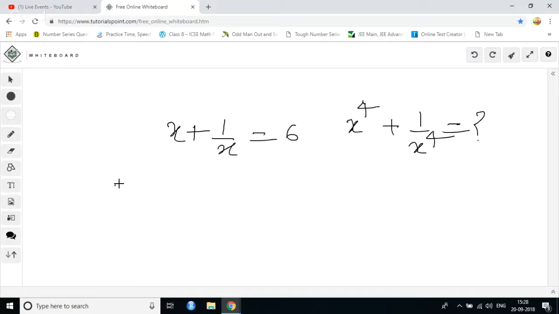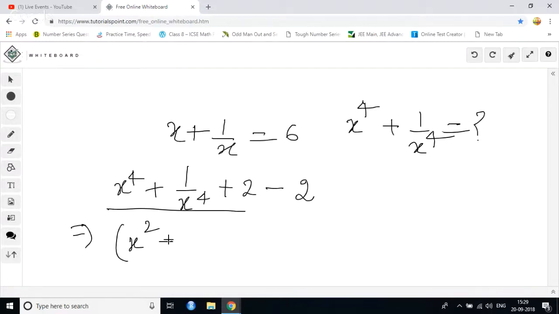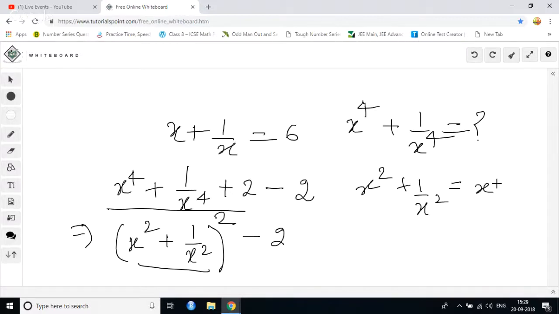How do you solve this kind of question? x to the power 4 plus 1 by x to the power 4, and if I add 2 here and subtract 2 here, what will you get? So this can be written as x square plus 1 by x square minus 2, and this would be squared. Now how do you modify this? You look here, x square plus 1 by x square can be written as x plus 1 by x whole square, and you subtract 2 from here.